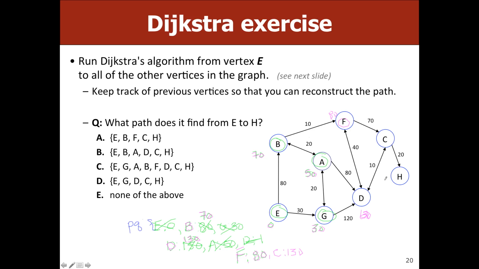D is 120, so then C would be 130, right? And then H would be 150. How do people feel about this example? What questions do you have about Dijkstra's in general?